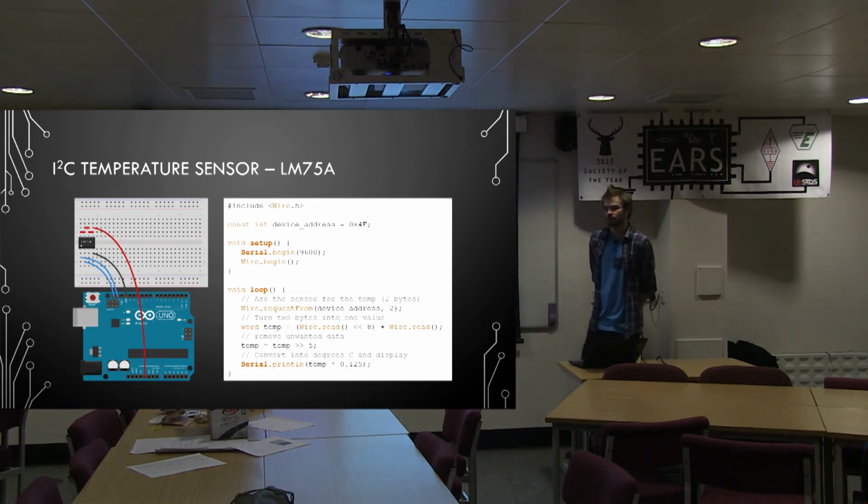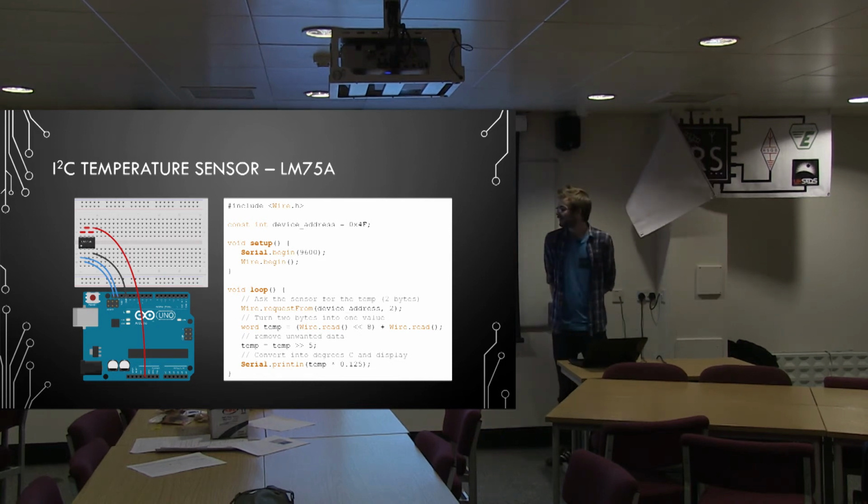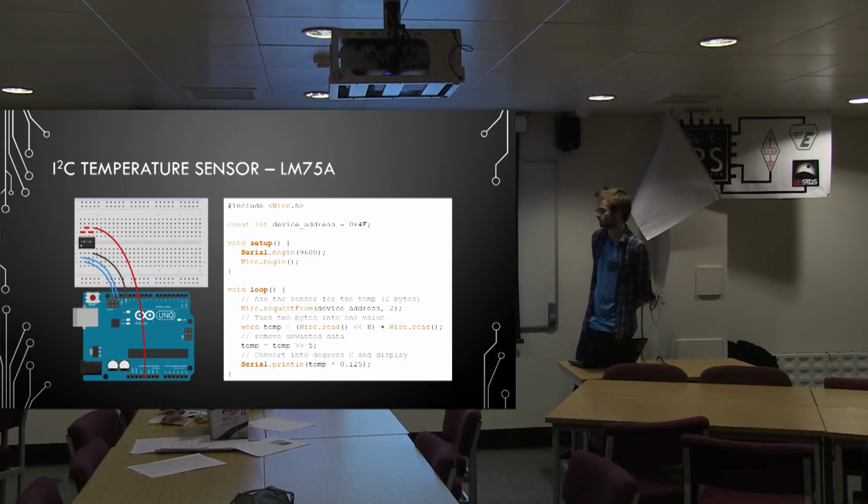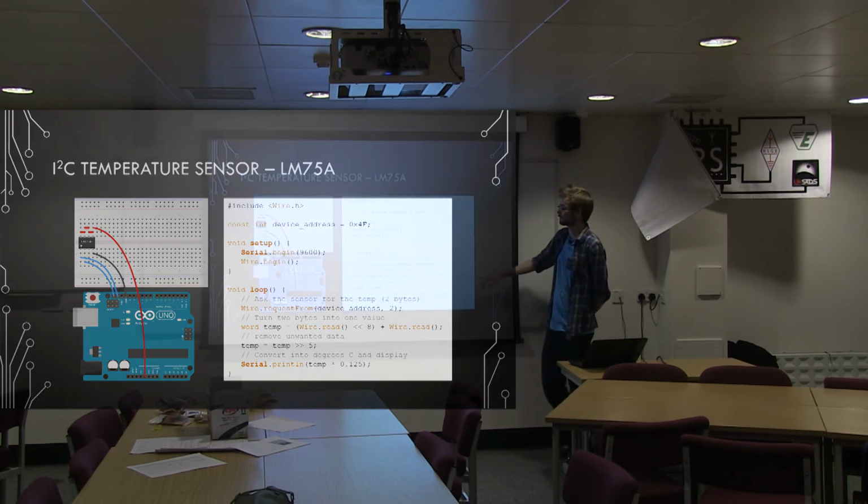So this is the code you should have on your sheets. The diagram is a little hard to read, so I'll leave it on the screen when you're having a go at it. What this is designed to do is simply read out the temperature and print it out to the screen using what you have used before.